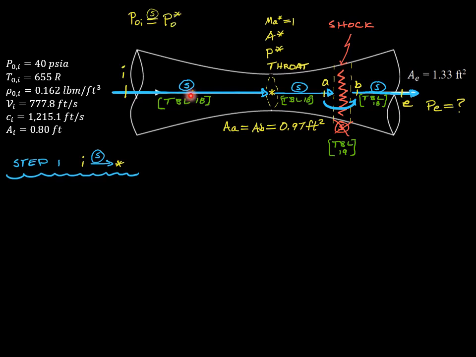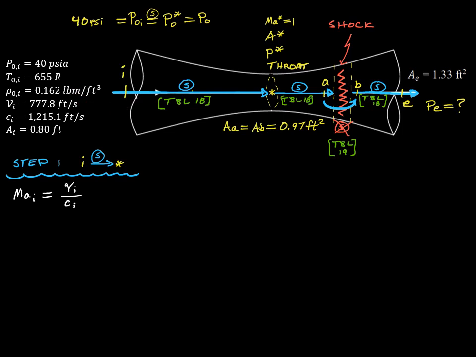Again, we talked about because we're isentropic, our stagnation pressures are going to be the same. So the inlet and the throat share one stagnation pressure value, which we say is 40 psi because we know the inlet is 40. That's going to be very handy for us.